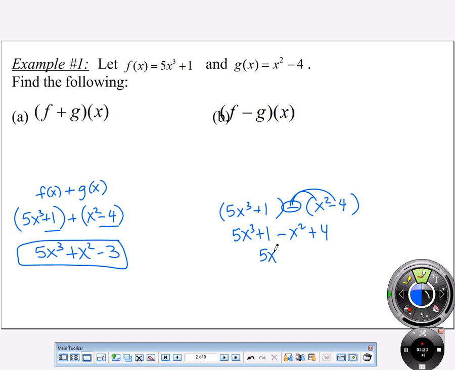So I have a cubed term, a squared term, and again, two constants that can combine together. This expression is what f of x minus g of x is equal to. Is this all right? You should know how to add and subtract polynomials. The new thing for you here might be that notation and just understanding what they're asking you to do when you see that.